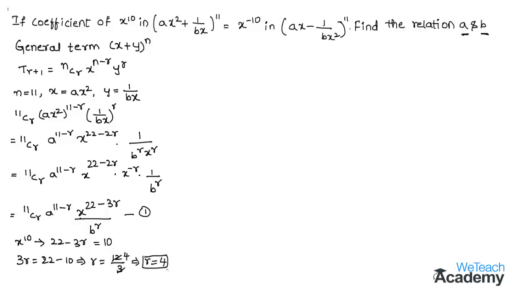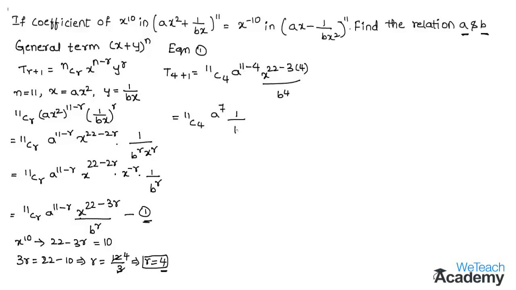Now let us substitute the value of r in equation 1. So on substituting, we get t(4 plus 1) is equal to 11C4 into a power 11 minus 4 into x power 22 minus 3 into 4 divided by b power 4. So this would come as 11C4 into a power 7 into 1 by b power 4, and by simplifying x power 22 minus 3 into 4, we get x power 10. Now let us consider this as equation 2.